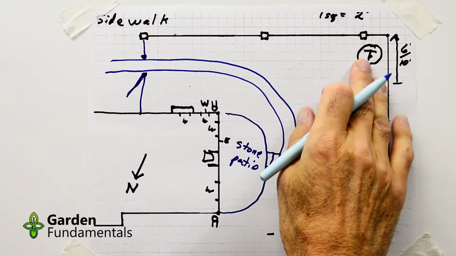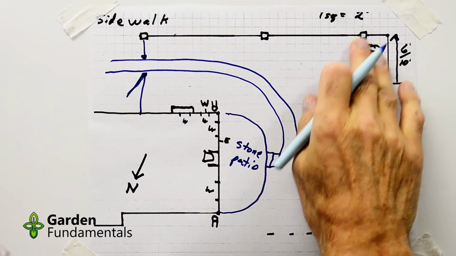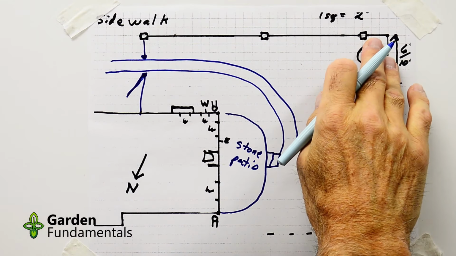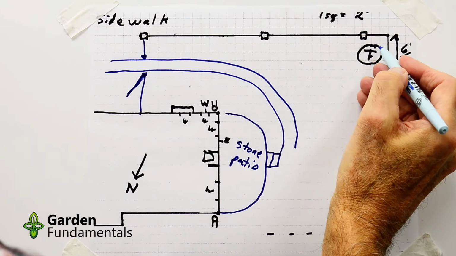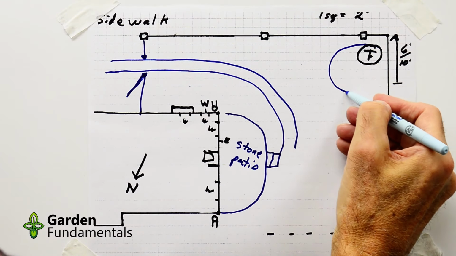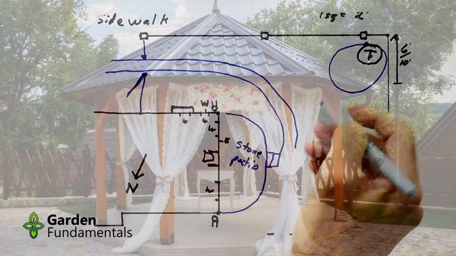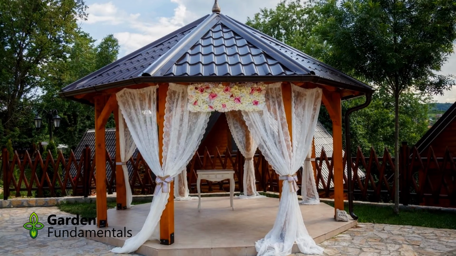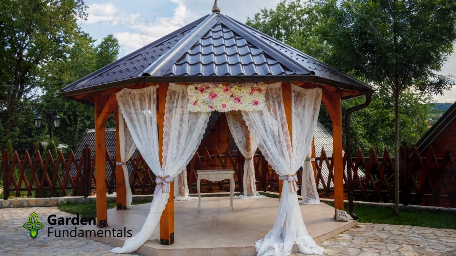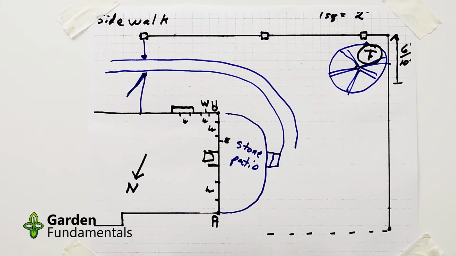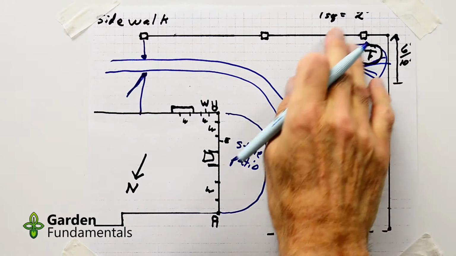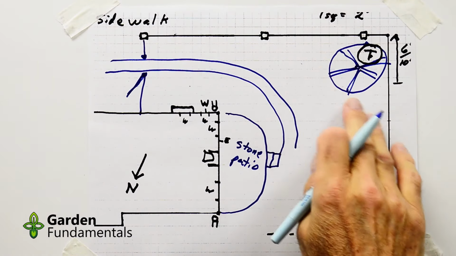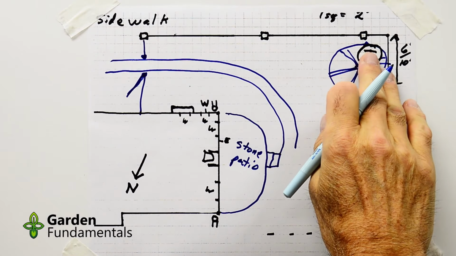Over here, I want a destination. I want something over here to draw me out here. And I'm thinking something like a pergola. A nice round structure. A gazebo, maybe. Now I've got a tree in the middle here, but this tree can come out without too much trouble. I've kept the shape, I'm still doing curves, and I have a destination.